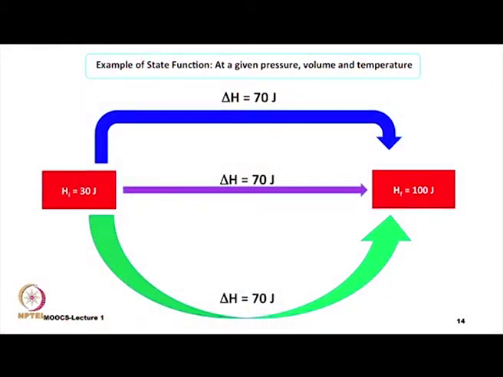This is an example of a state function: if you fix the pressure, volume and temperature, and you have an initial enthalpy of 30 joule and a final enthalpy of 100 joule, whether you follow the green path or the violet path or the blue path, the change in enthalpy is going to be the same irrespective of the path followed.